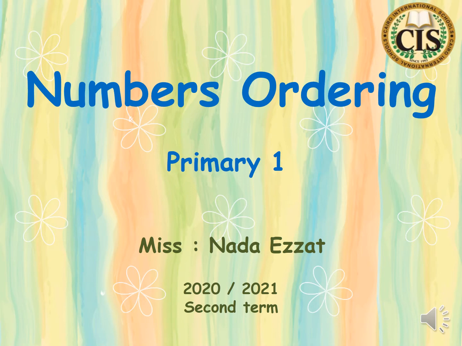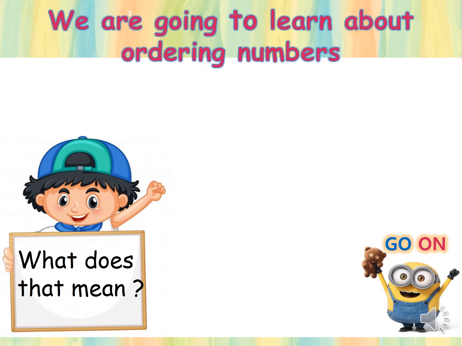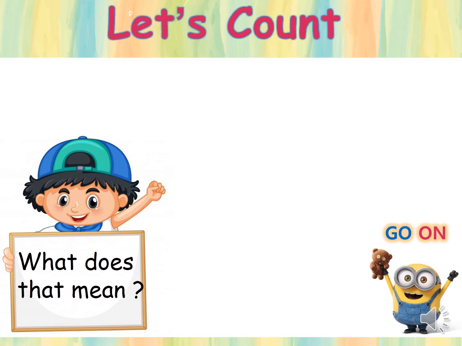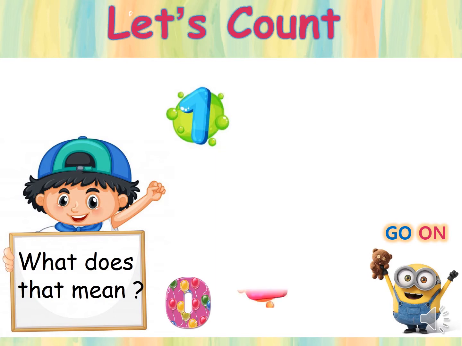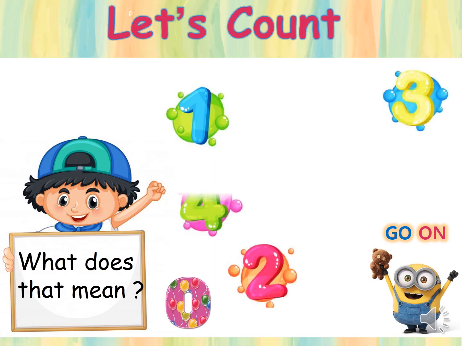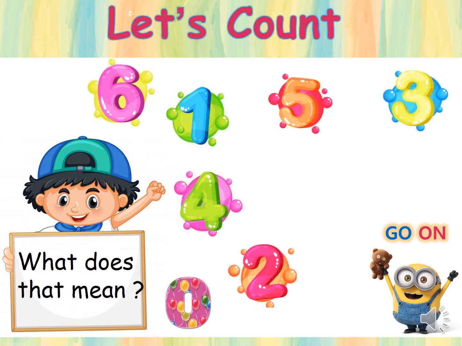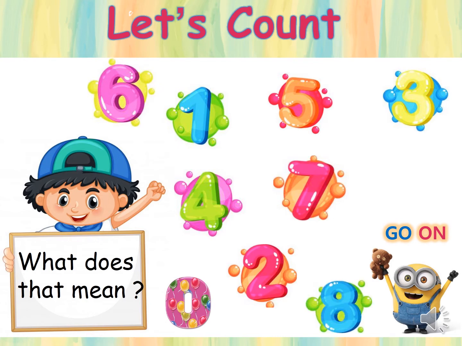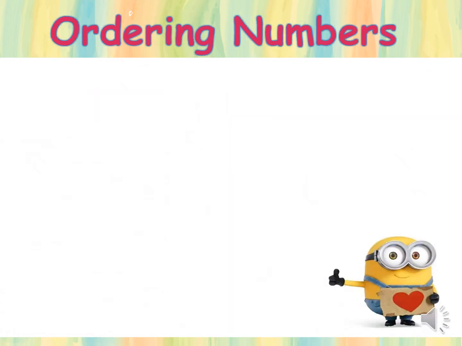Let's start our lesson. We are going to learn about ordering numbers. What does that mean? Let's go on to understand. Let's count together. 0, 1, 2, 3, 4, 5, 6, 7, 8, 9. Ordering numbers. What's meant by ordering numbers?